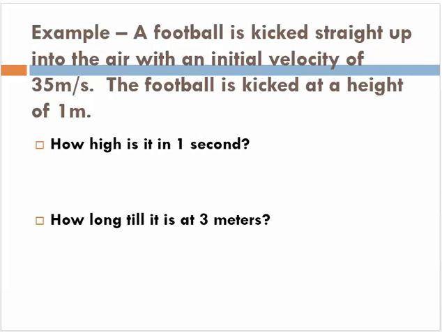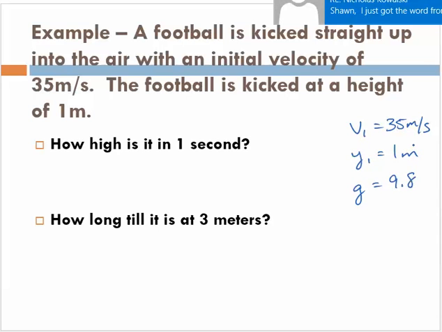All right, example. A football is kicked straight up into the air with an initial velocity of 35 meters per second. The football is kicked at a height of 1 meter. So let's first of all make our little list here, the stuff that they're giving us. What information are they giving us from the problem? Well, they tell us that the initial velocity is 35 meters per second. It's kicked from a height, so that's yi is 1 meter. And then we obviously know that gravity is 9.8 meters per second squared.